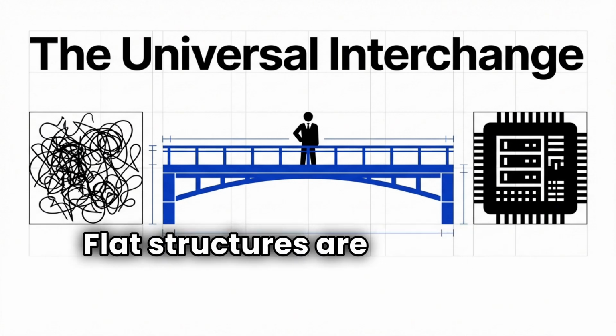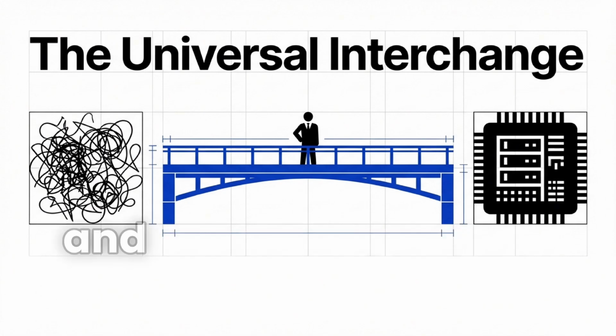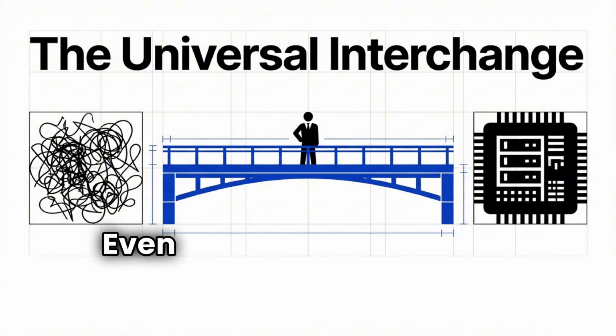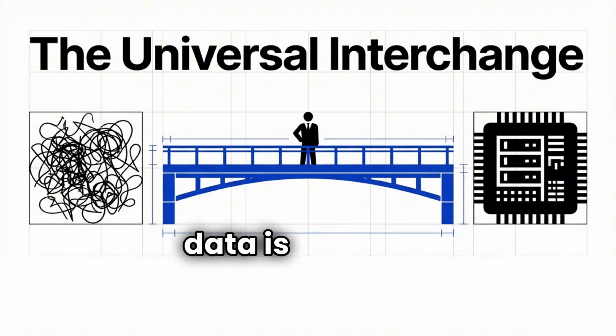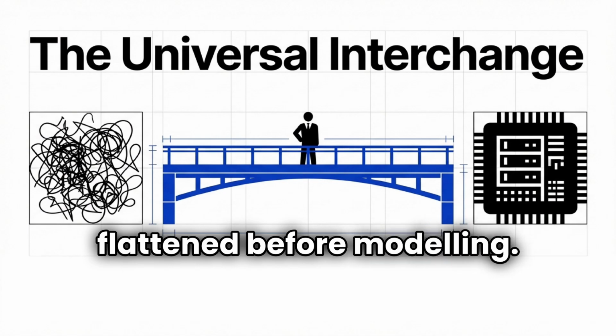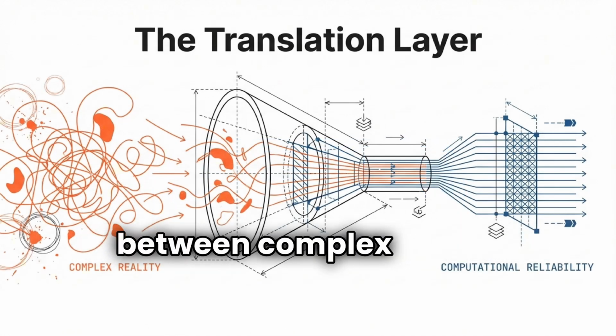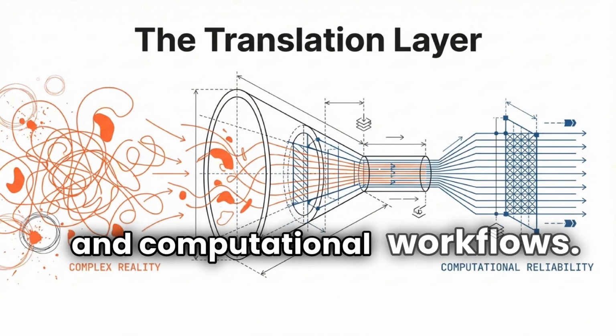Flat structures are especially important in analytics and machine learning. Feature matrices, training datasets, and reporting tables are almost always flat. Even deeply nested source data is typically flattened before modeling. Flat structures therefore act as a translation layer between complex reality and computational workflows.